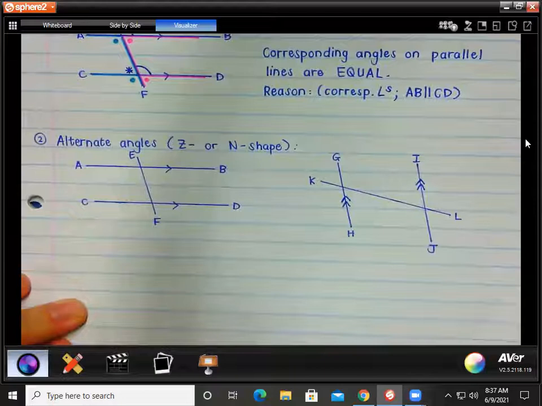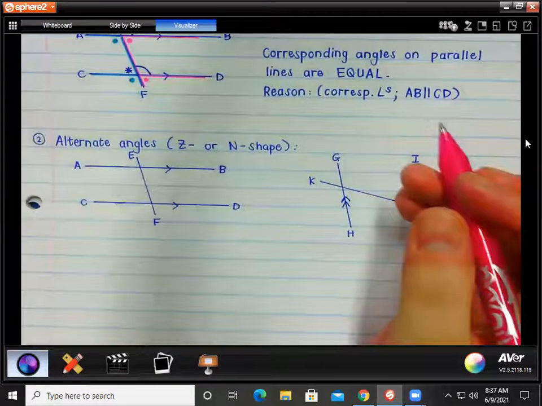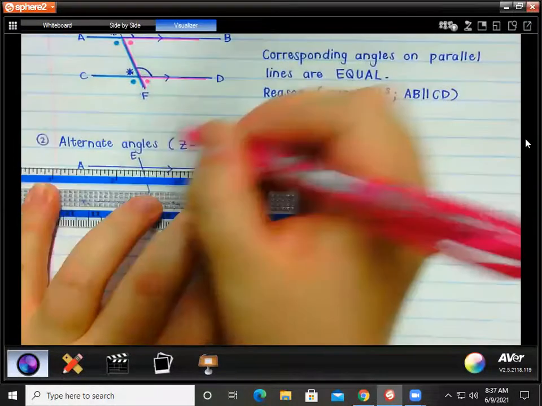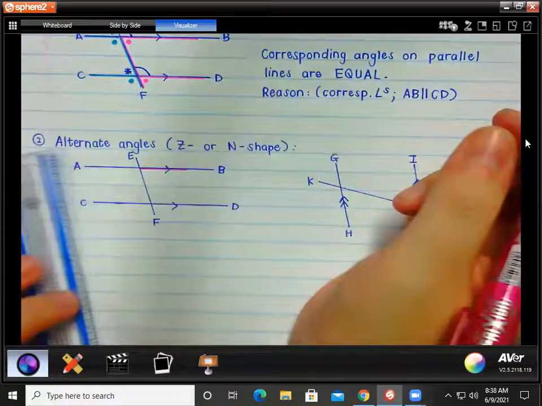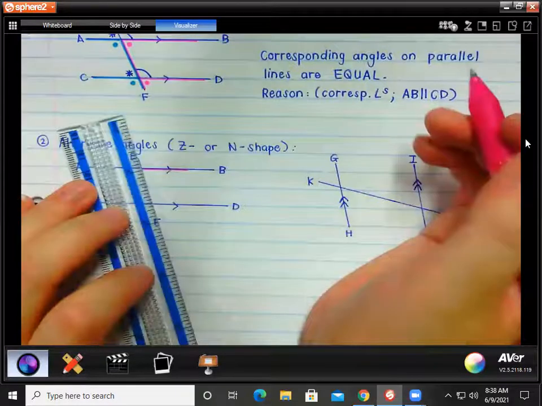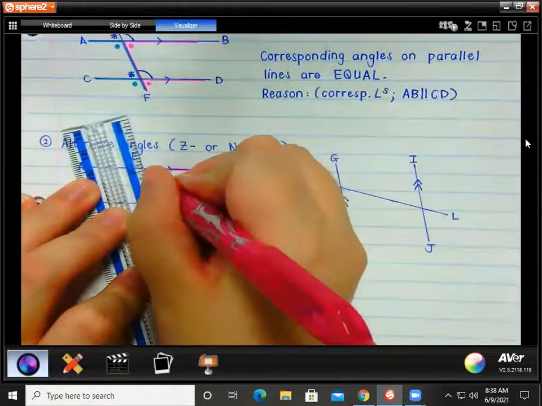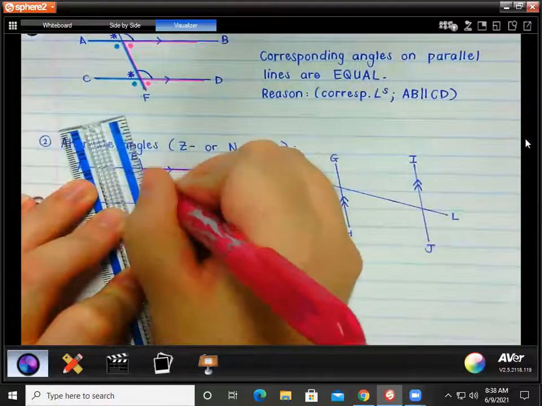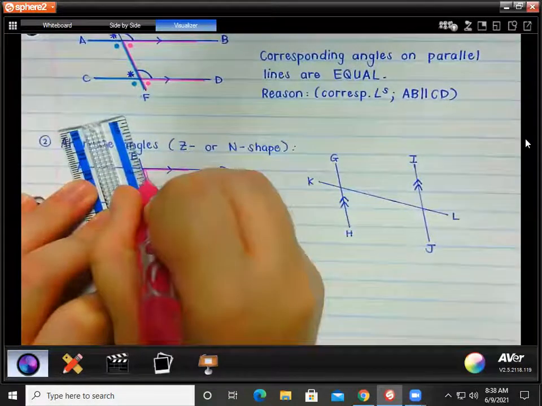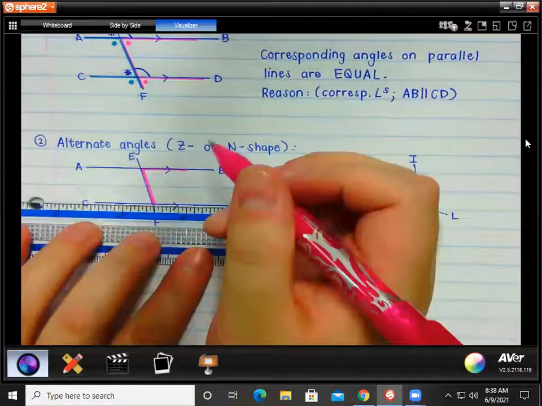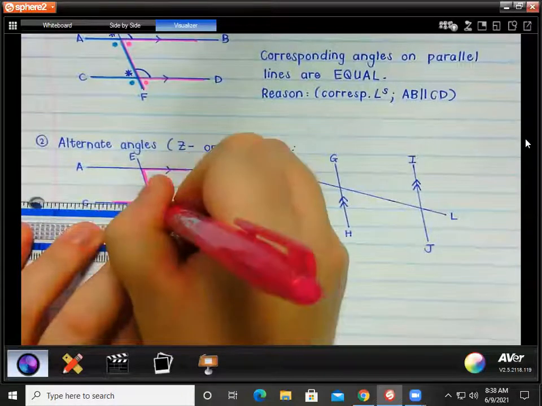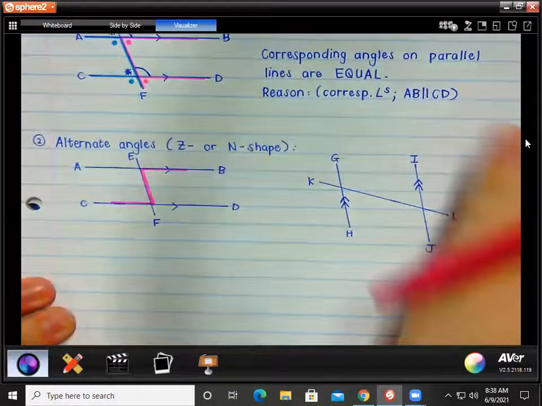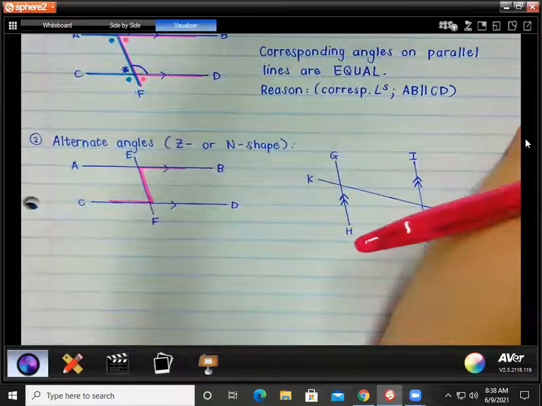The Z shape that is easy to see is if we highlight that line. You just have to highlight a part of it. You don't have to highlight the whole thing. And then this line, the part of the transversal, like that. And then that part of that line. All right, do we see that that's a Z shape?